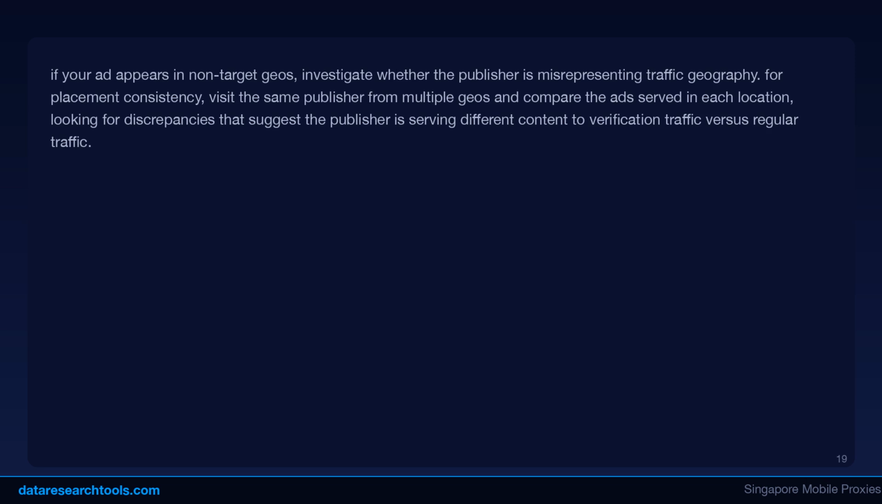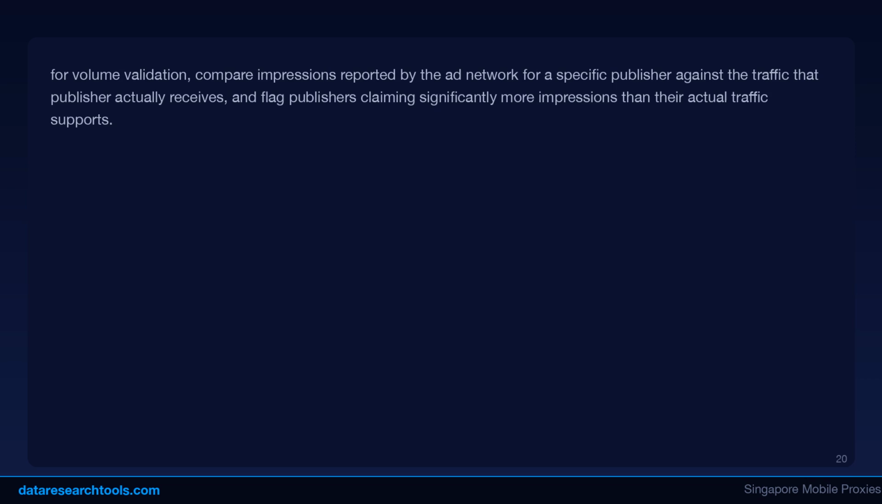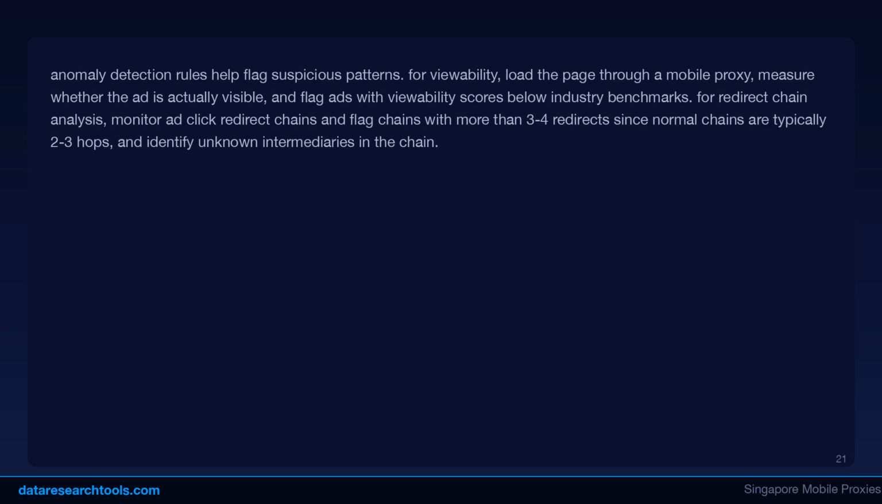Our detection rules help flag suspicious patterns. For viewability, load the page through a mobile proxy, measure whether the ad is actually visible, and flag ads with viewability scores below industry benchmarks. For redirect chain analysis, monitor ad click redirect chains and flag chains with more than 3 or 4 redirects, since normal chains are typically 2-3 hops, and identify unknown intermediaries in the chain.